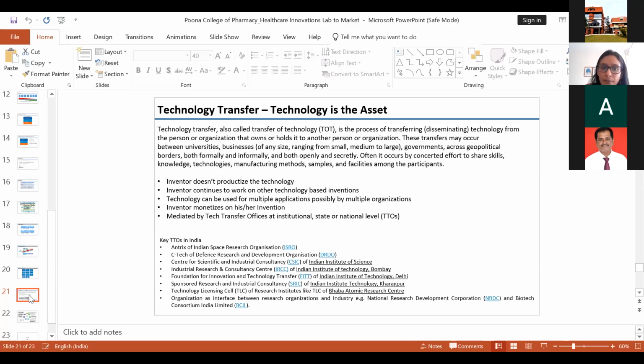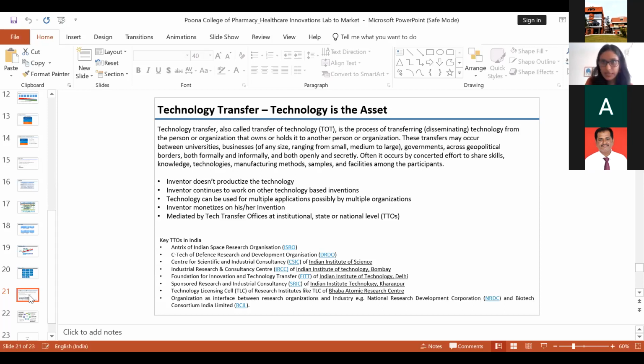It is where a person or an organization holds technology and they want to transfer it to another person. And transfers generally have monetary benefits also. Now, transfer can happen between a university and a business, between university and other universities, governments, etc. It's important for you to know that an inventor doesn't productize the technology. The inventor continues to work on other technologies. So your job will end when you transfer the technology to somebody else. You will get some monetary benefit from it. Your institute will also get some monetary benefit from it. But that ends there. Now you continue doing whatever you are doing in the lab.